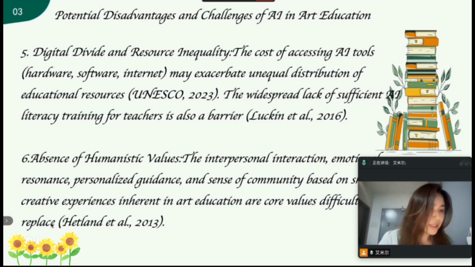What about the fifth point? At present, many schools have a certain lack of AI training for teachers. We still need more AI training courses for teachers. The sixth point: in art education, there is still a certain lack of human emotion. Especially in the process of artistic creation, it requires emotional resonance. At this point, AI is also difficult to replace our core value.